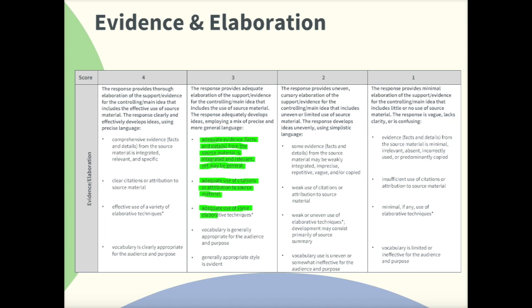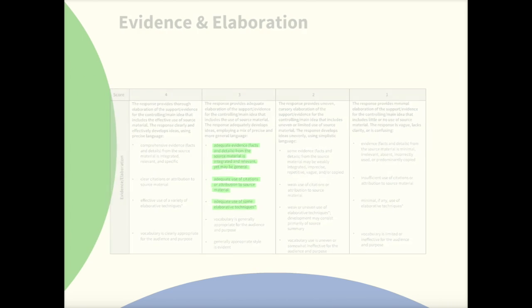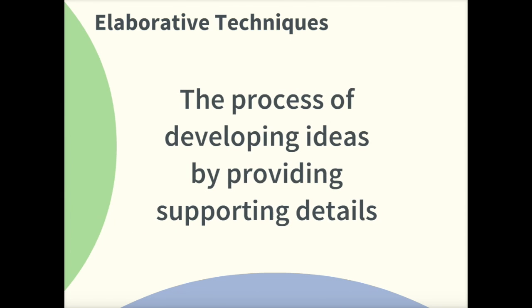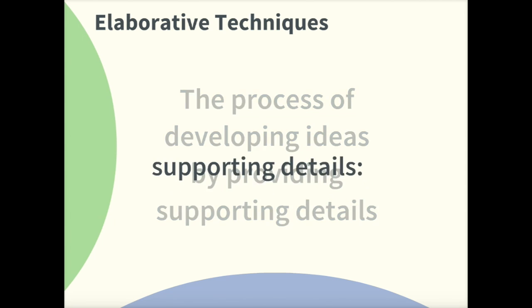Also, I've highlighted that the essay has adequate use of some elaborative techniques. This student definitely includes multiple examples of different animal habitats, sometimes describes specific animals that live in those habitats, and how animals behave or interact with their environments. Let's step back for a moment and discuss the question, what are elaborative techniques? Smarter Balanced defines elaboration as the process of developing ideas by providing supporting details.